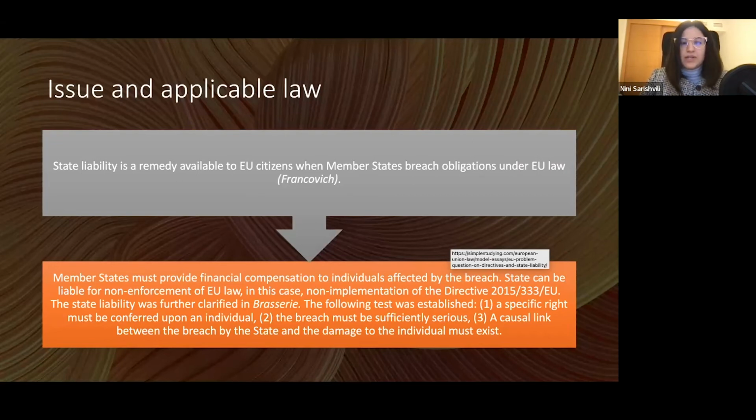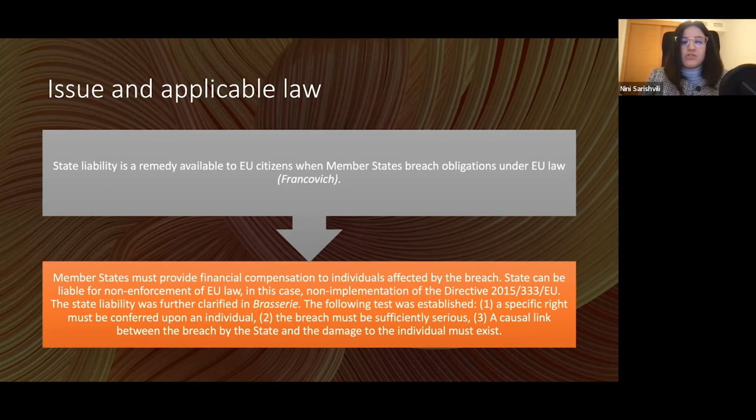State liability is a remedy available to EU citizens when member states breach obligations under EU law. So very briefly, we have defined what is state liability in our answer, and we have cited the right case. Member states must provide financial compensation to individuals affected by the breach. State can be liable for non-enforcement of EU law, in this case, non-implementation of directive. As you can see, we are very on point. We are only discussing the laws that are relevant and applicable to the facts given.